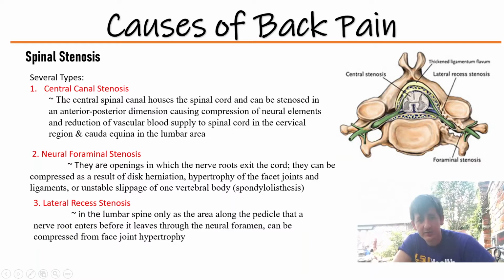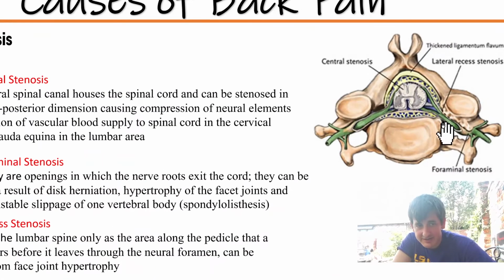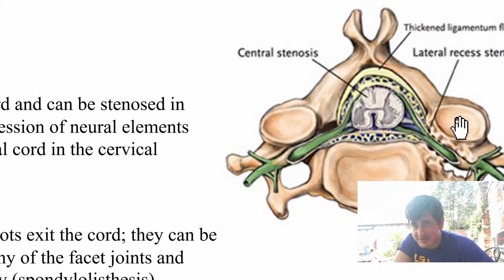And lastly, a lateral recess stenosis. This only occurs in the lumbar spine. It's the area along the pedicle that a nerve root enters before it leaves through the neuroforamen, and it can be compressed from facet joint hypertrophy. Yeah, this only occurs in the lumbar spine. I'm not really sure why. Someone go tell me why. Go drop down below in the comment section.